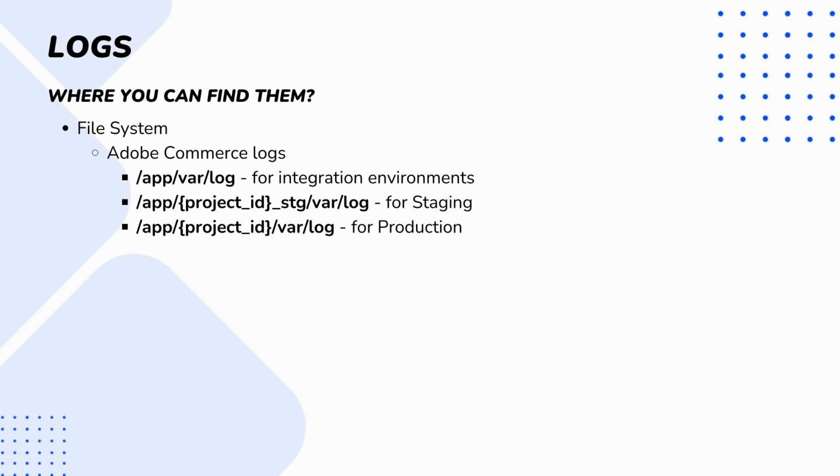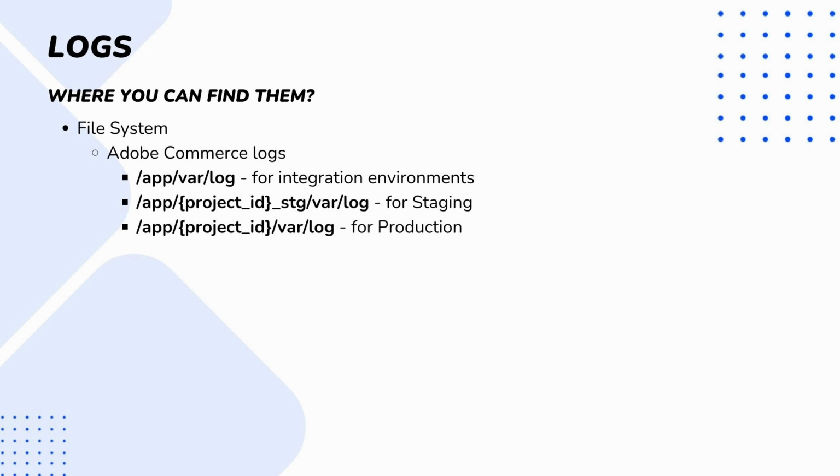Firstly, we can find logs in the environment's file system. So we have logs from the Adobe Commerce instance that are located in the var log directory inside of the Adobe Commerce project. And they contain app-specific logs unique to a particular environment. And as you can see on the slides, the Adobe Commerce directory varies depending on the environment.